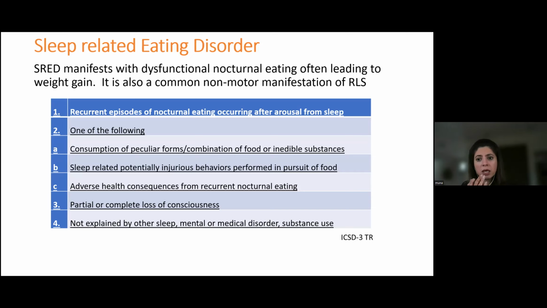Again, I put the criteria down there as more of a reference for you. You don't have to remember each and everything, but the main hallmark feature of this is going to be recurrent episodes of eating after arousal, partial arousal from sleep. And the consumption of the food is going to be peculiar items. Maybe they are putting Nutella on chips or something like that. Peculiar combinations of food items and sometimes even inedible items, but generally carb-rich food.